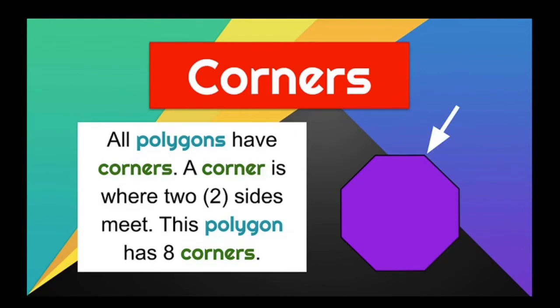Now let's talk about corners. All polygons have corners. A corner is where 2 sides meet. This polygon has 8 corners. 1, 2, 3, 4, 5, 6, 7, 8. The corners are where 2 lines meet.